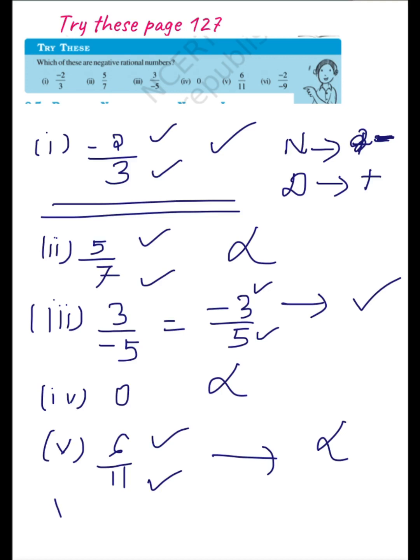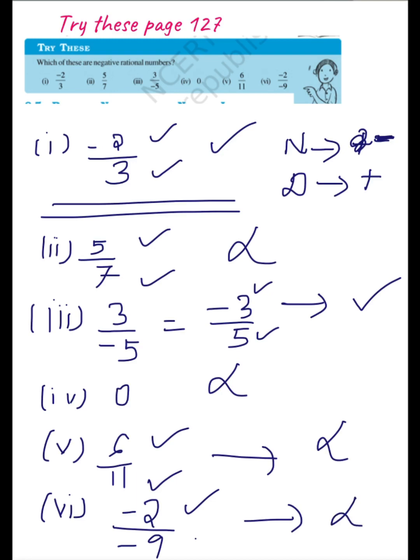Now what about the sixth one? The sixth one is minus 2 by minus 9. Here you can see that the numerator is a negative integer, that's okay, but the denominator is not a positive integer. That means it's not a negative rational number. For a negative rational number, the denominator should be positive and the numerator should be negative, but here both are negative. That means it's not a negative rational number.